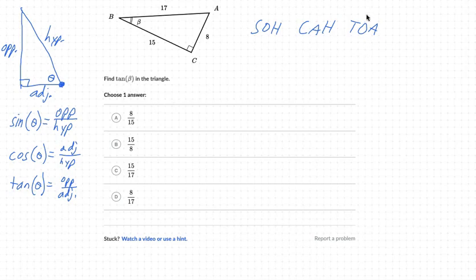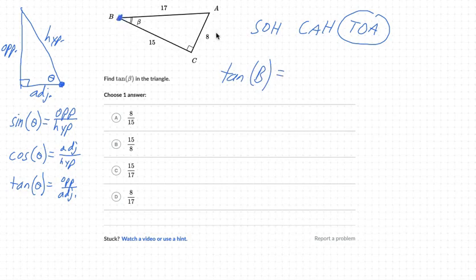Okay, so here we're trying to find the tangent of, we'll say, B in a triangle. And tangent, well, that's the opposite leg divided by the adjacent leg. So the T just represents tangent, O is opposite, and A is adjacent. So we have the tangent of this angle B equals, okay, so here we are at B.